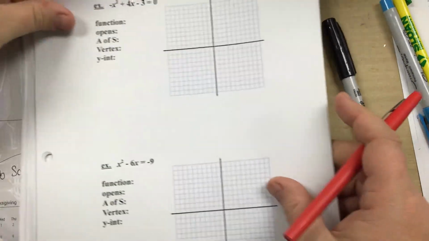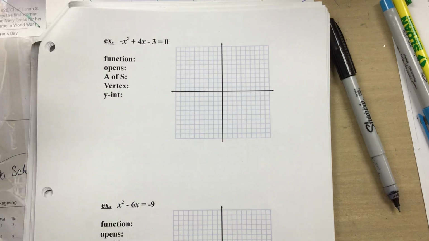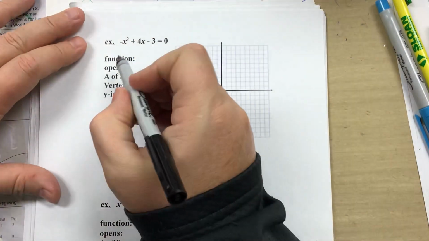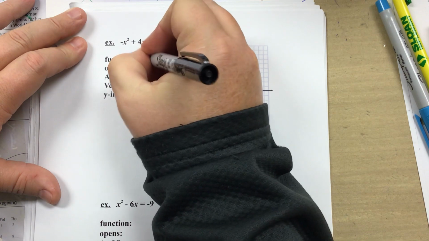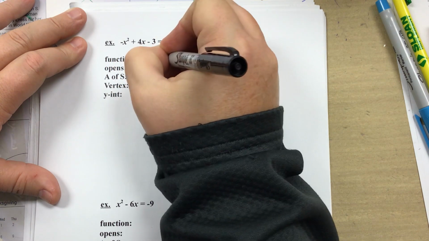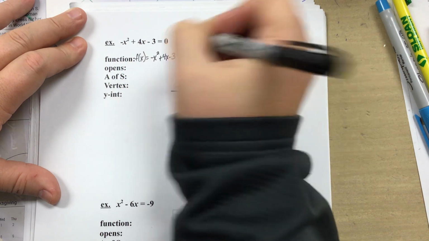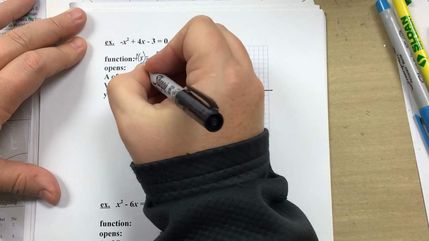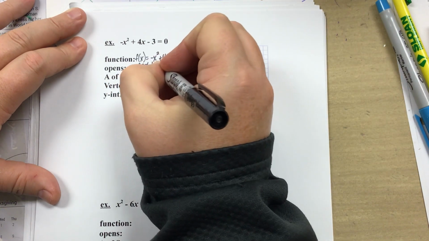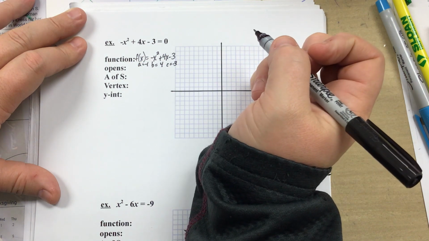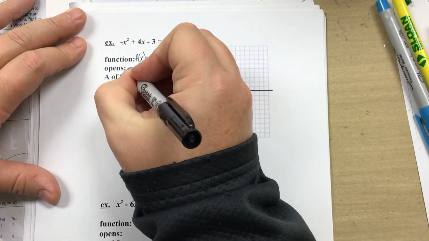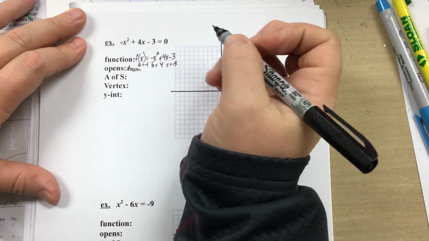Okay, so if I do the next one here, same kind of thing. Now notice the function equals 0, so I'm going to rewrite it as f of x equals negative x squared plus 4x minus 3. So my a value is negative 1, my b is 4, and my c value is negative 3. Since the a is negative, this one is going to open down.